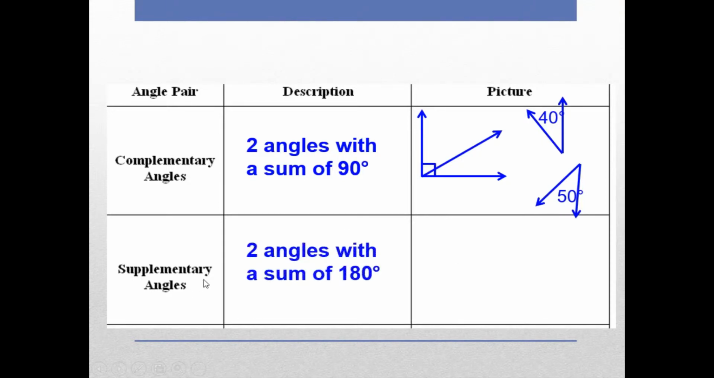We also have supplementary angles, which is very similar. That is two angles with a sum of 180 degrees. Sometimes you'll see them sharing a side along a straight line. Sometimes they could also be separate angles like this as well, but 90 plus 90 would equal 180.